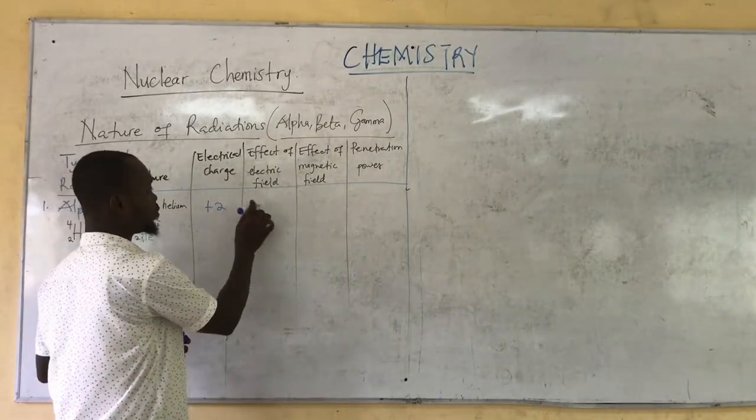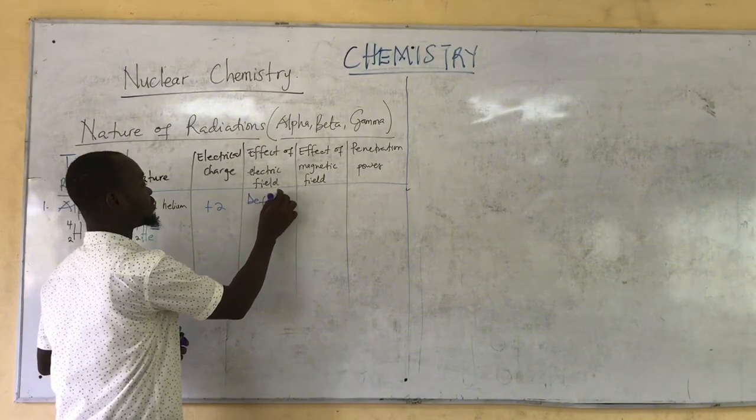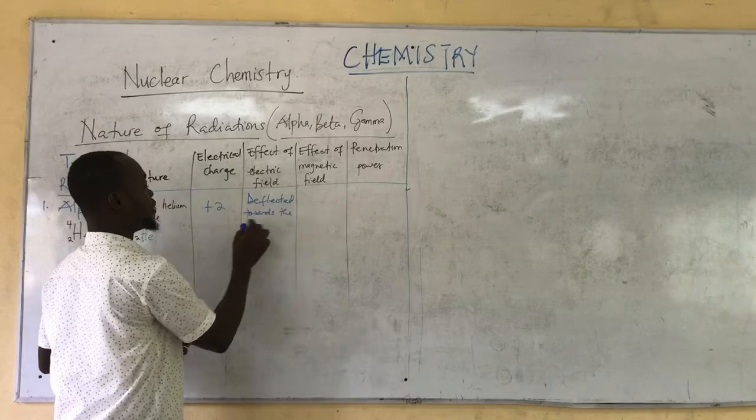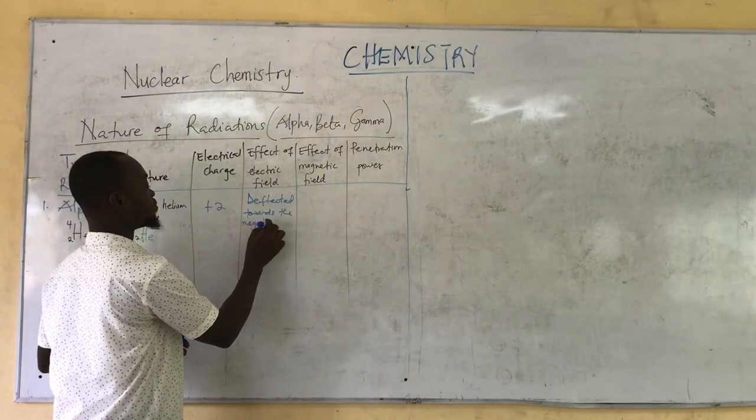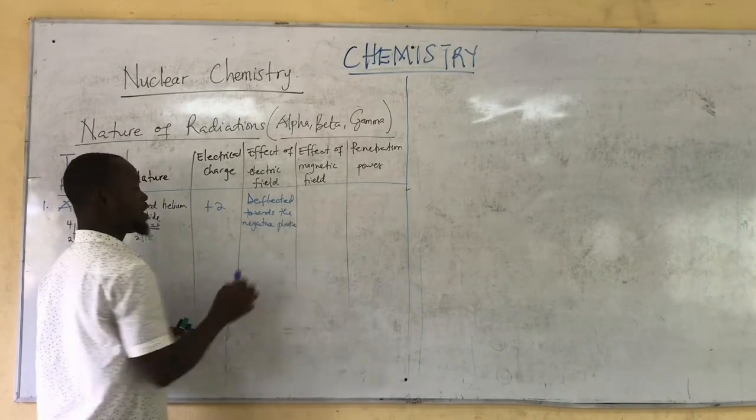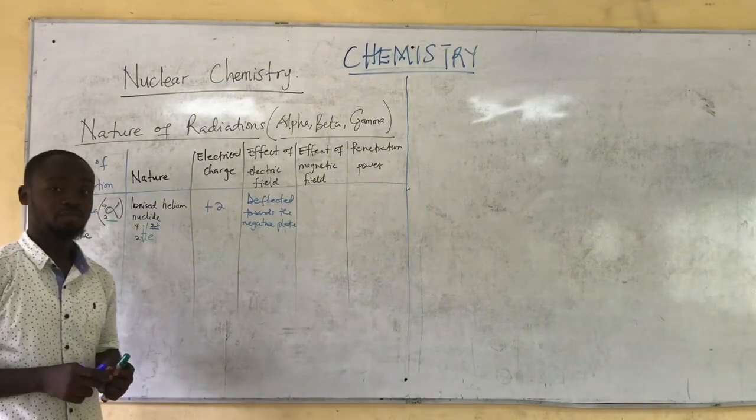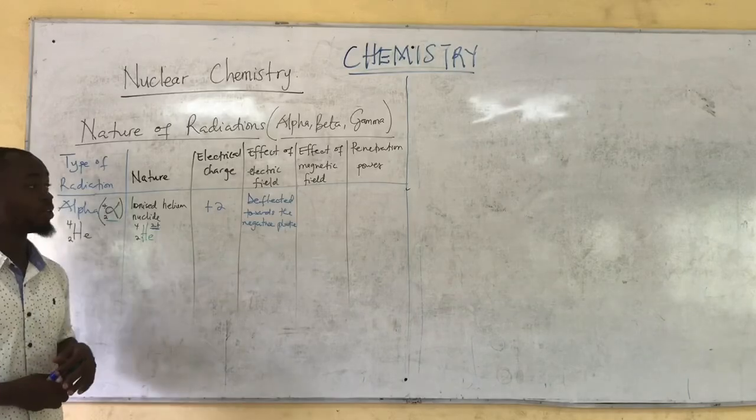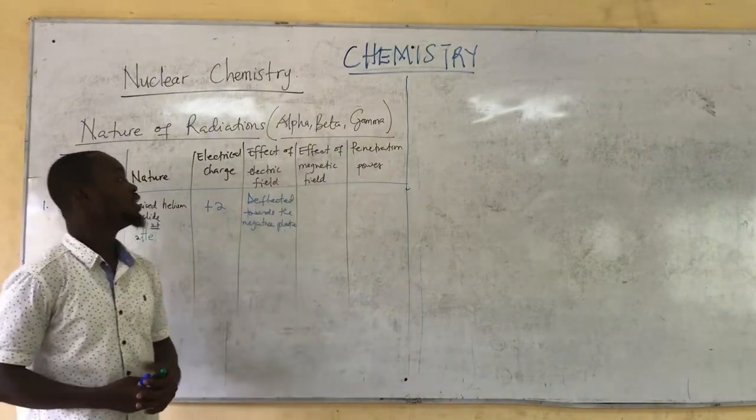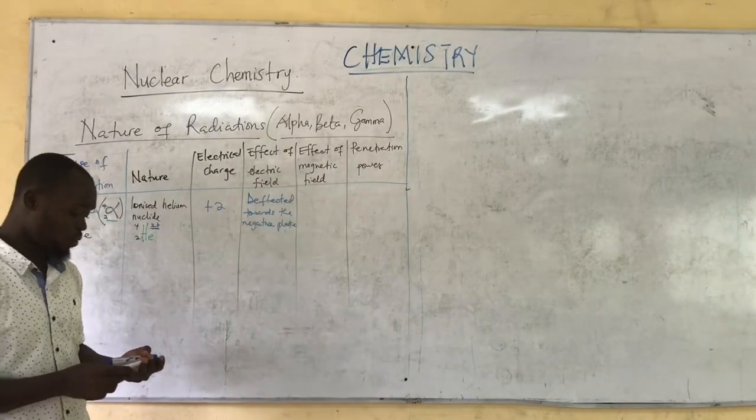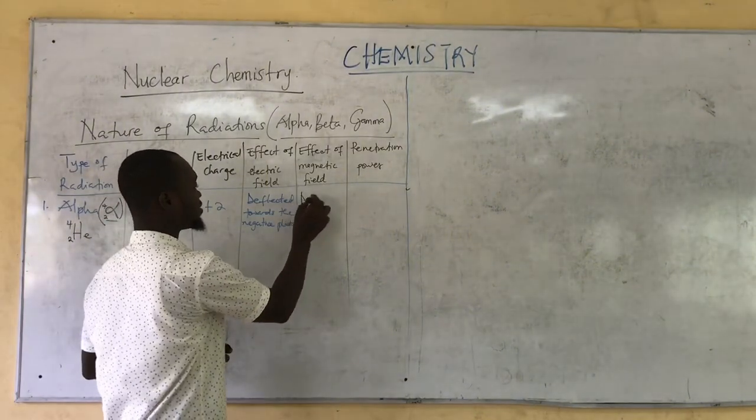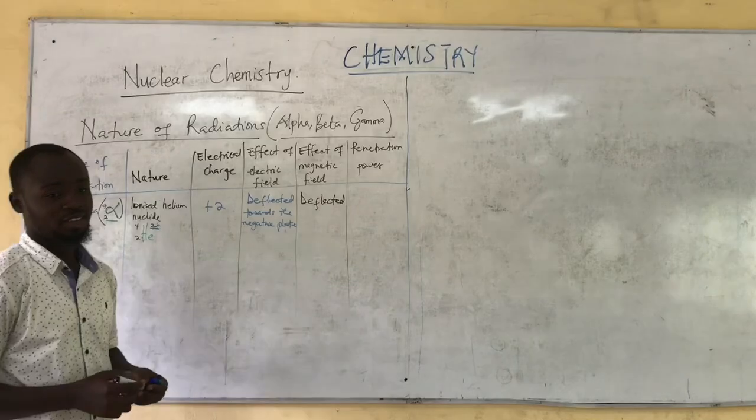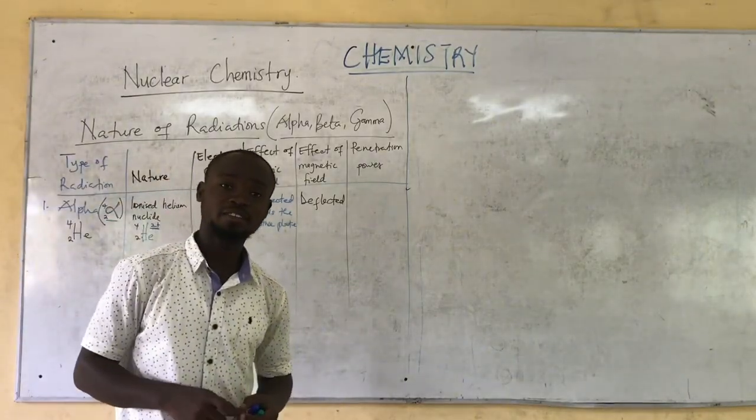So in an electric field, it is deflected towards the negative plate. Is that okay? It is slightly deflected towards the negative plate due to its mass. With the magnetic field as well, it is deflected. Since it is a charged particle, it is deflected in the magnetic field.